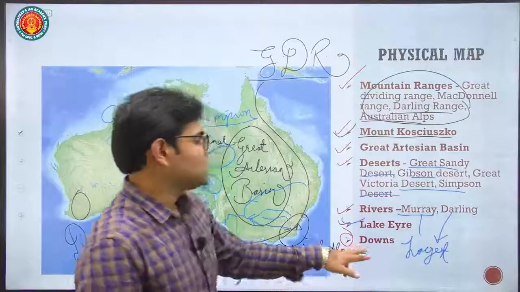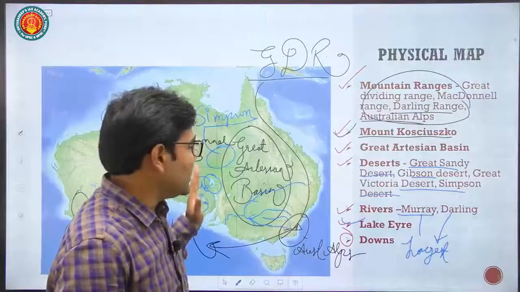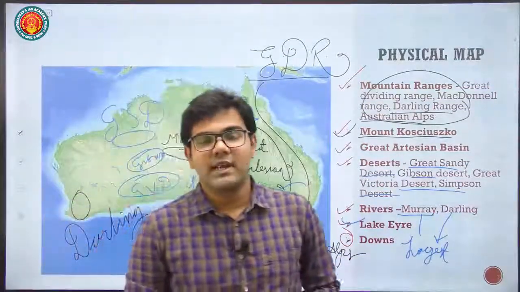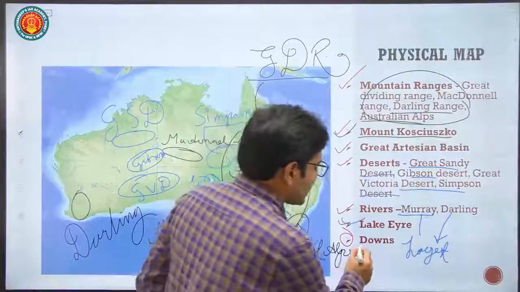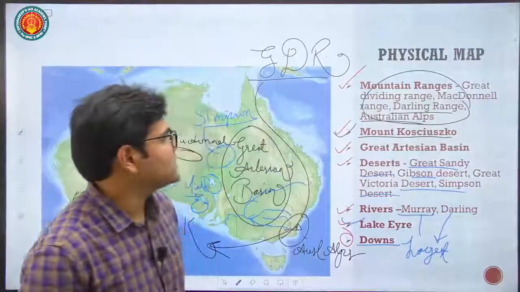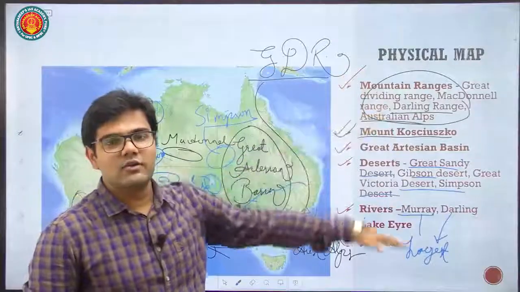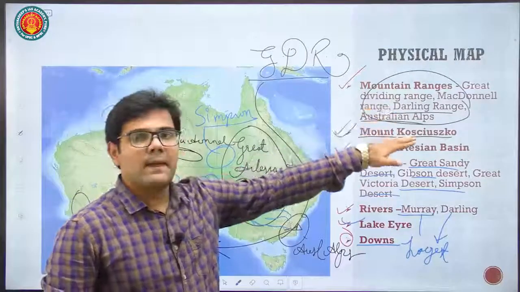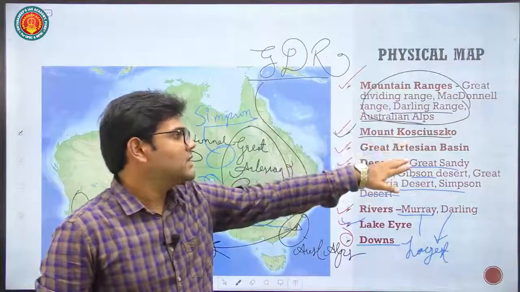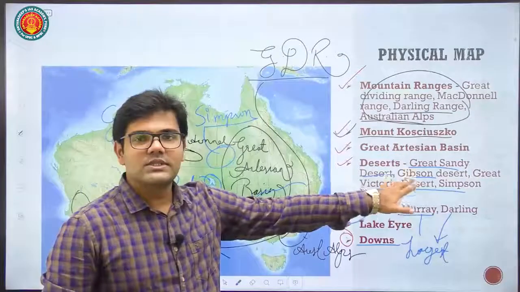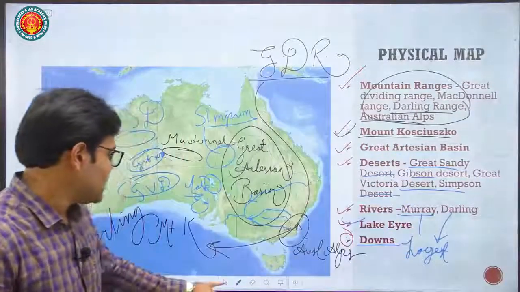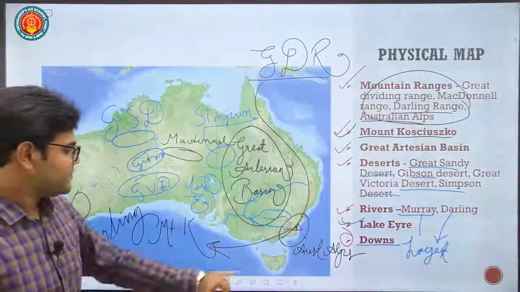Then Downs. So Downs is a region in Australia where grasslands are formed, temperate grassland. So it's a temperate grassland region in the continent of Australia. So I hope it's all clear to you. Mountain ranges, then peaks, the regions associated with it, and the deserts and the rivers. Now let's move forward.